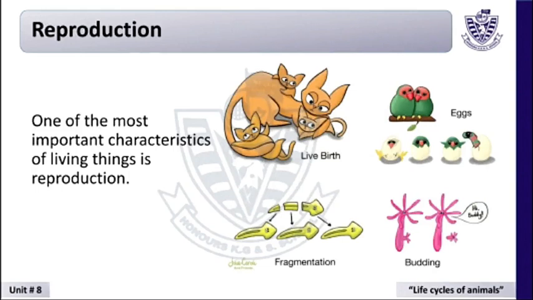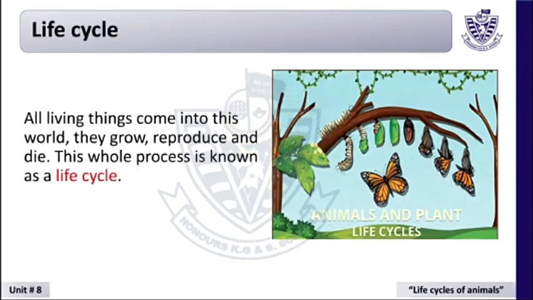Reproduction. One of the most important characteristics of living things is reproduction. This is the process by which plants and animals, including humans, make copies of themselves. Life cycle. All living things come into this world, they grow, reproduce, and die. This whole process is known as a life cycle.